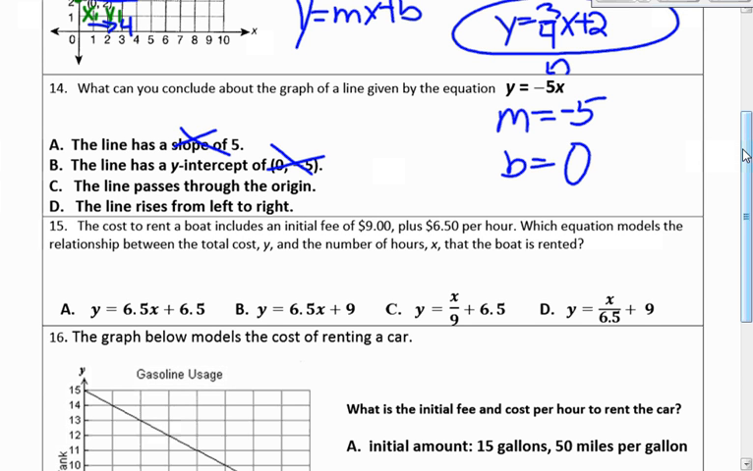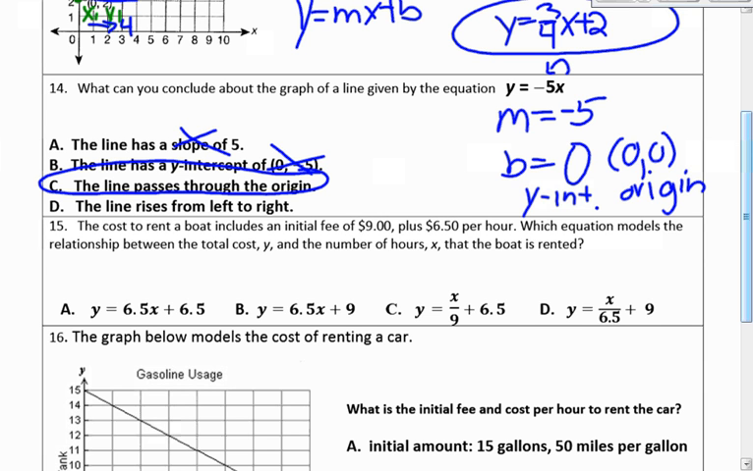The line passes through the origin. This line passes through at 0. That means the y-intercept is 0. The coordinate for this point is 0, 0, which is the origin. So that's the only statement that's true. C is your answer. And the last one, the line rises from left to right. Since this is a negative slope, the line is going down from left to right.